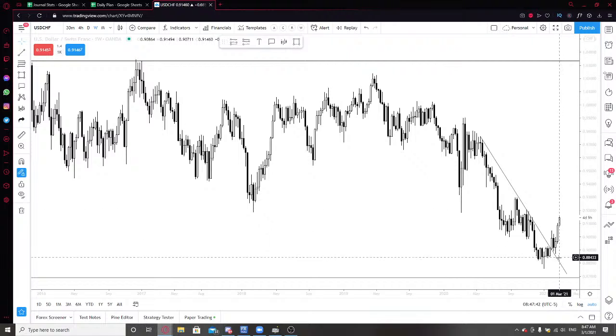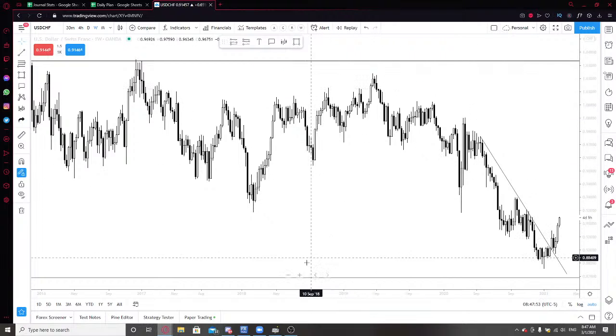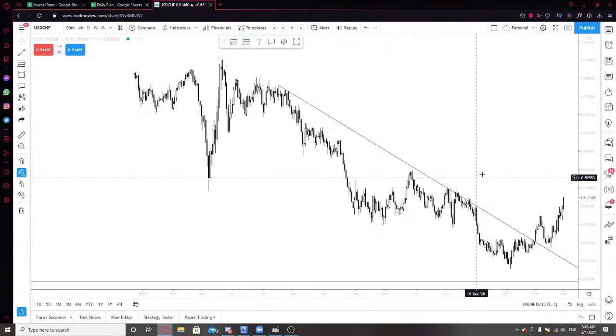And at this point, since I see my demand zone and my supply zone, or some people may call it support and resistance levels, since I see both of them, I'm not going to draw anything new. I'll only draw a new one if I don't see one of them. So now let's go down to the daily.